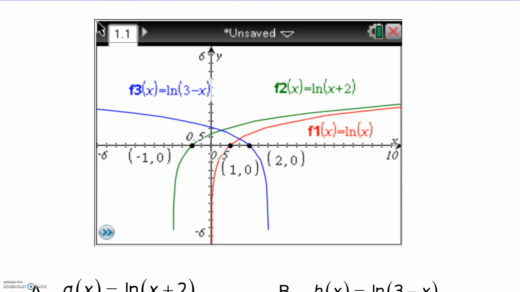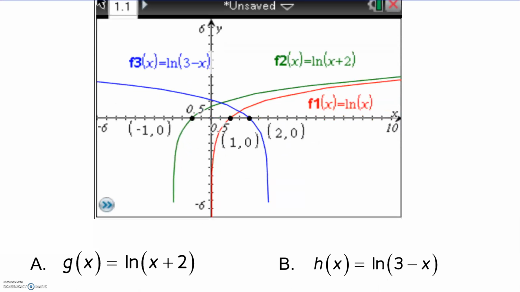So it says in the example, describe how to transform the graph of f of x equals natural log x or common log of x into the graph of the given function. And here I kind of have the answers, but let's go through each one here.